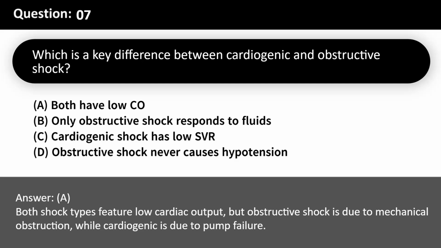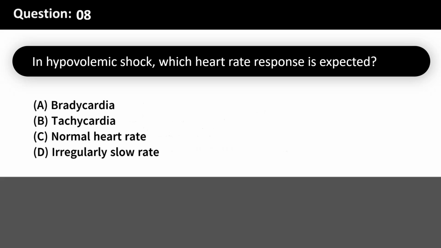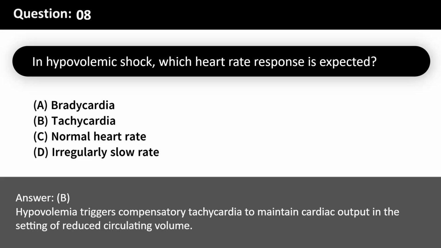In hypovolemic shock, which heart rate response is expected? A. Bradycardia. B. Tachycardia. C. Normal heart rate. D. Irregularly slow rate. Answer: B. Hypovolemia triggers compensatory tachycardia to maintain cardiac output in the setting of reduced circulating volume.